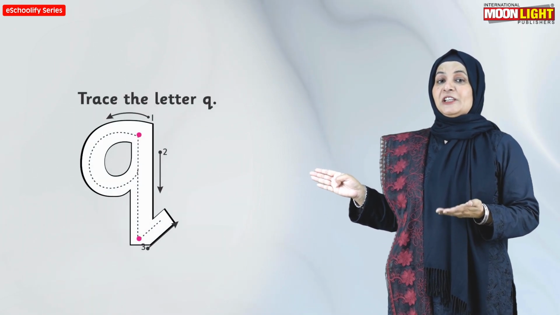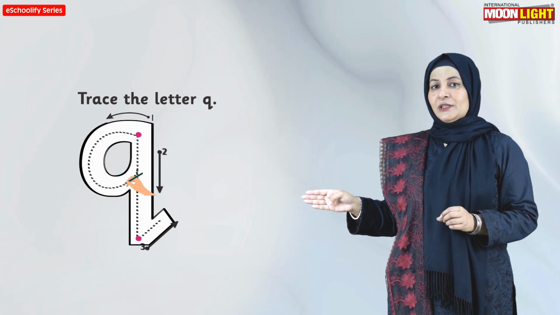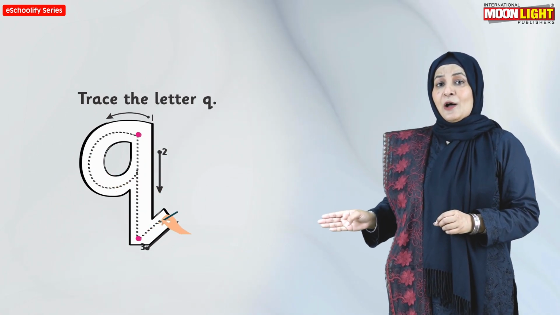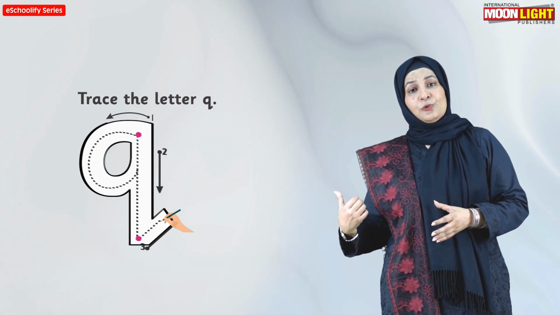So let's start. How we will teach its formation. Start from second line, make semicircle, go up, come straight down and kick. It will make lowercase letter q, means small letter q. The letter name is q and the sound of q is qu.